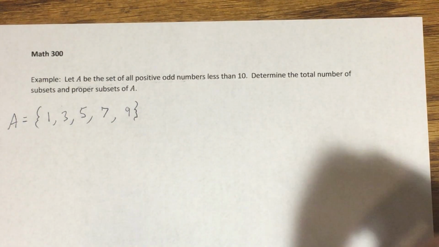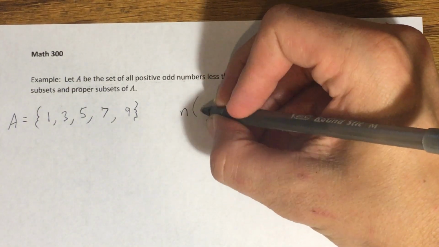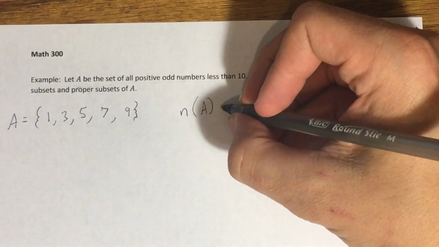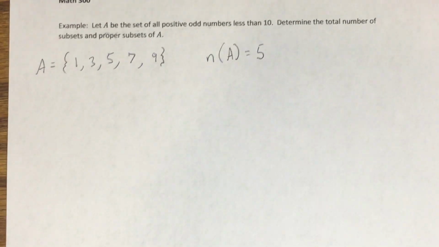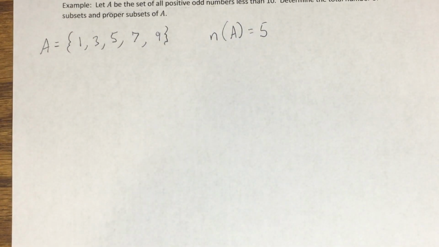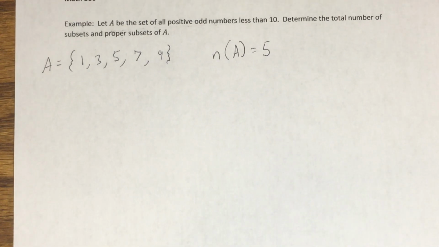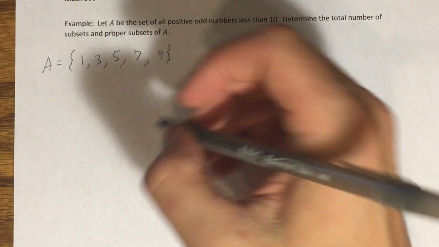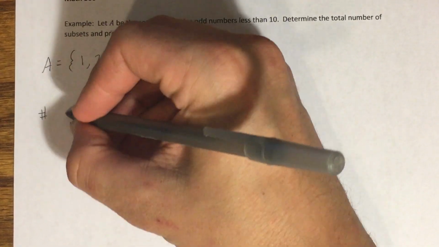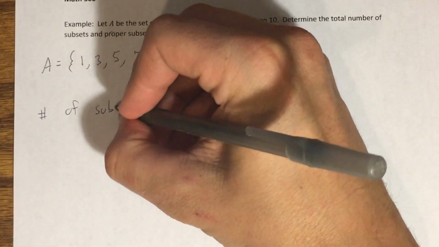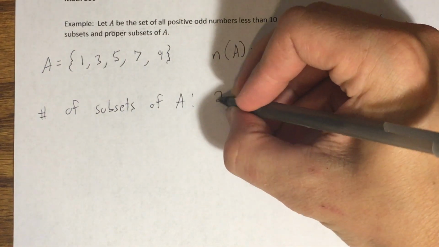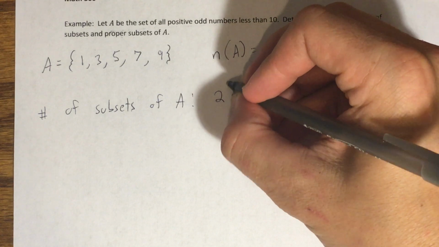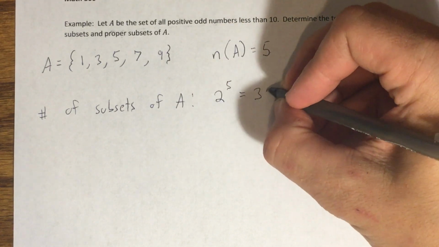How many elements are in the set A? Well, remember we use this notation. n of A, number of elements in A, is 5. You just count them, there's 5. Okay? Now, how do we determine the total number of subsets of A? Well, the formula that we just derived said that if there's 5 elements in A, then the number of subsets of A is 2 to the power of 5. This is equal to 32.